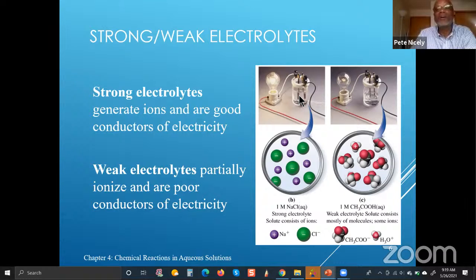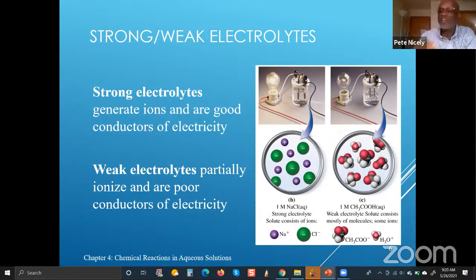So here we have a 1 molar solution of sodium chloride, connected to some electrical source, maybe a battery or a generator or something like that. And here we have a lamp as a part of the circuit. And as you can see here, the lamp is lit up brightly, all right? And that's because you have a relatively large amount of ions present, which allows for the conduction of electricity within the solution.